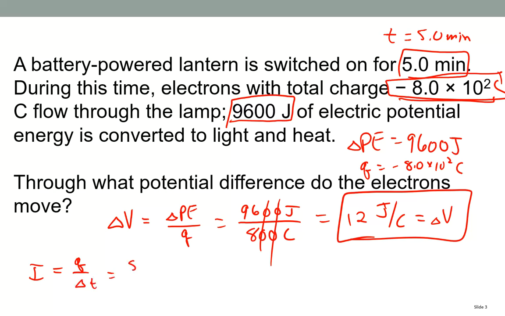So that would be, and once again, I'm not going to put the units or the sign, 800 coulombs divided by 5 minutes. The standard unit is seconds, so 5 times 60, 300 seconds. That's 2.67 coulombs per second.